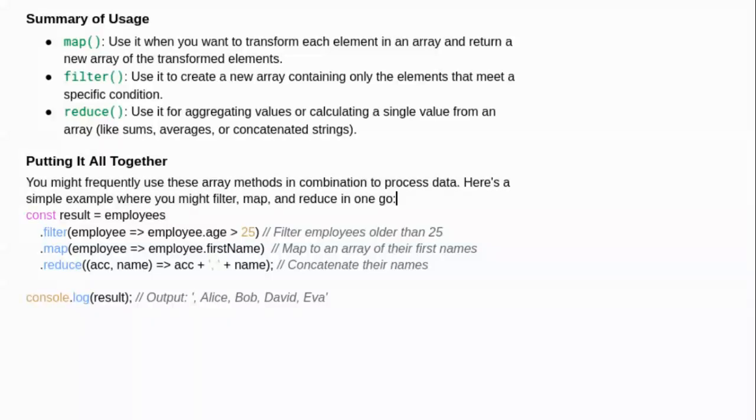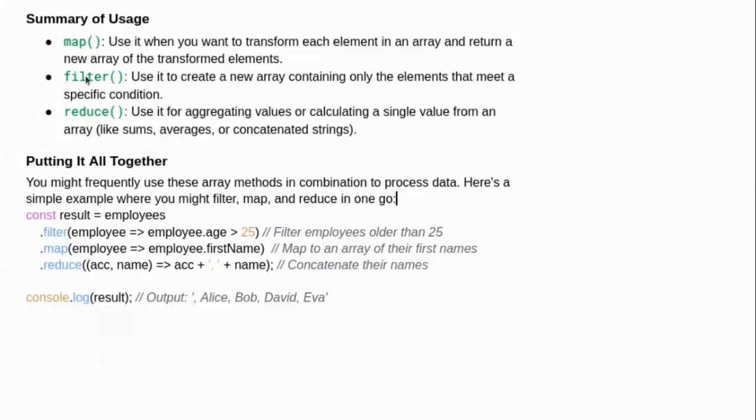So basically, map is used when you want to transform each element in an array and return a new array. We use it particularly in React. It is a very useful tool, because in React we iterate using map. It returns a new array, so at that time we use map. Definitely I will give one example.